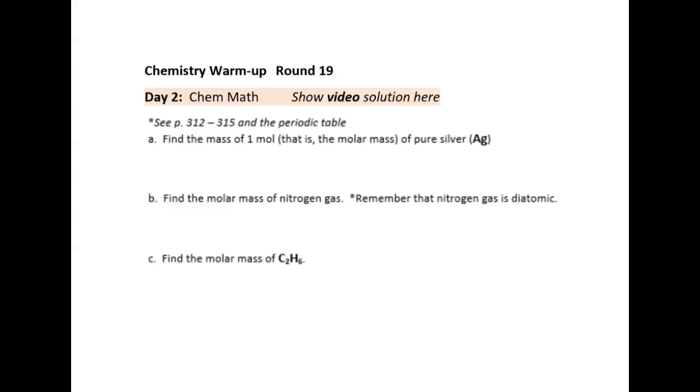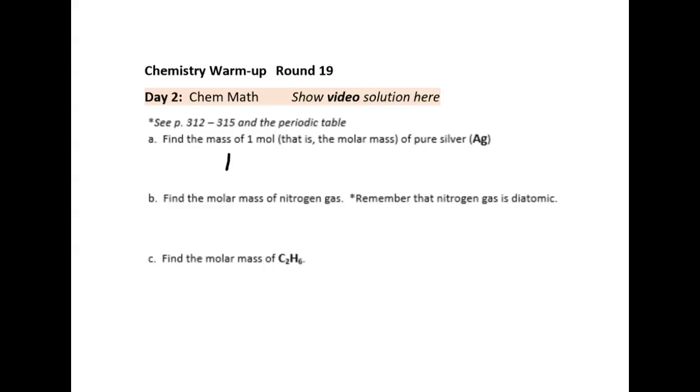Here are the answers for the day 2 warm-up. Question A. Find the mass of 1 mole of pure silver. This question is asking for the molar mass of silver. How many grams does 1 mole of silver weigh? This is the number given on the periodic table. So you find Ag, which is atomic number 47, in the box on the periodic table.